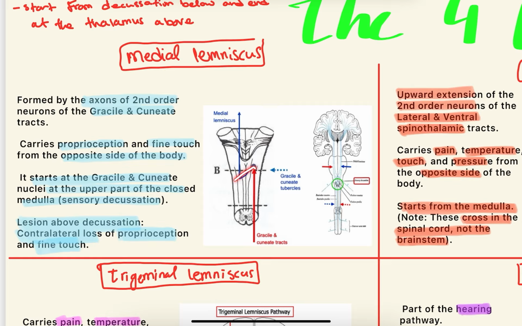And then it will decussate where? Upper part of the closed medulla. After it decussates, if the lesion is above it, it will be what? Contralateral loss of this proprioception and fine touch.